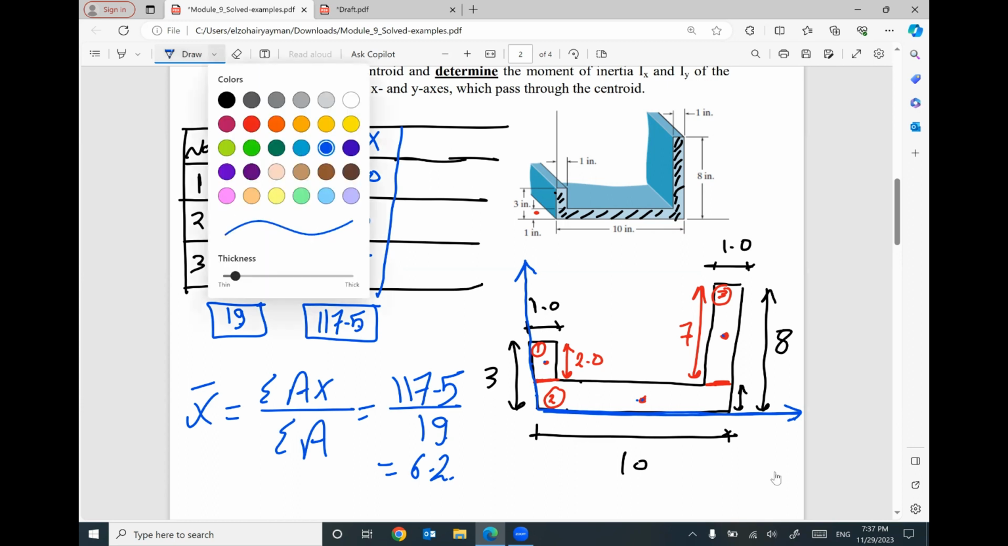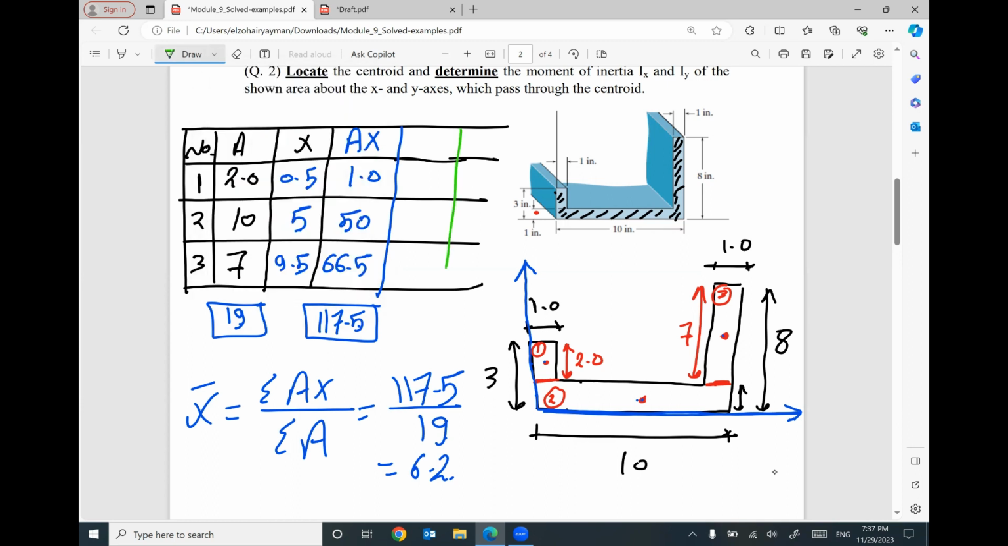I will add another 2 columns, one for distance y and then one for area times y. What is the vertical y distance between this centroid and your horizontal reference? The vertical distance will be 2. We have one here and we have another one here. What is the vertical distance between this centroid and your horizontal reference? It's 0.5.